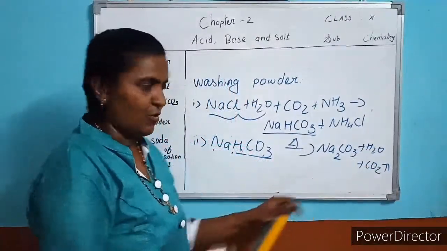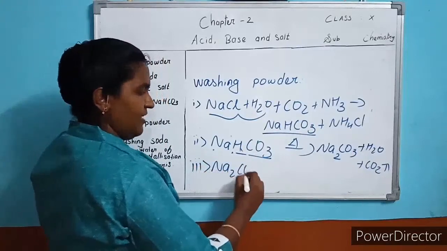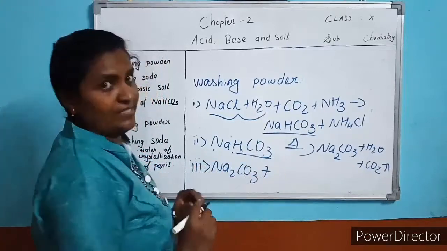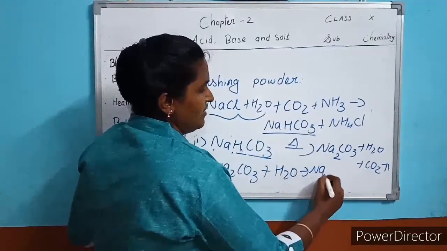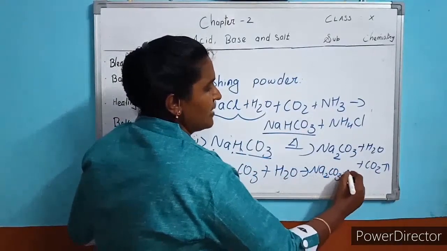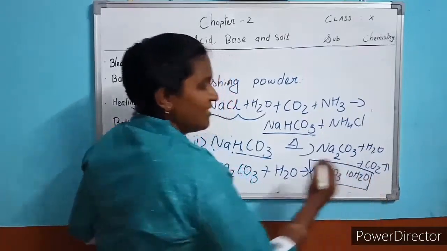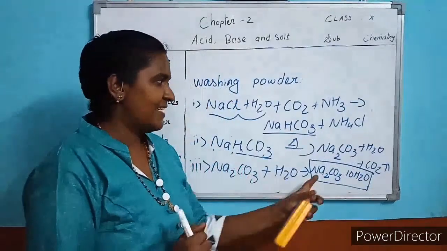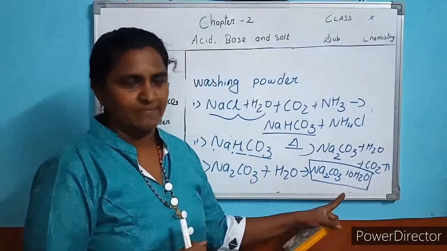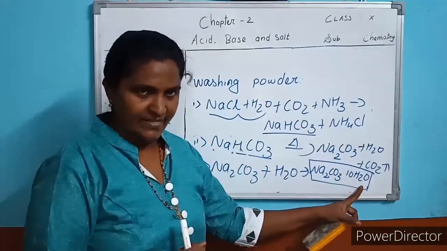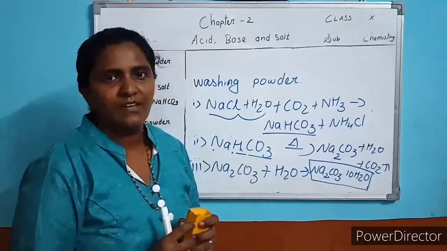Third step, to this sodium carbonate add water. You will get sodium carbonate with 10 molecules of water. This is called decahydrated salt, sodium carbonate. Decahydrated sodium carbonate. Deca means 10.